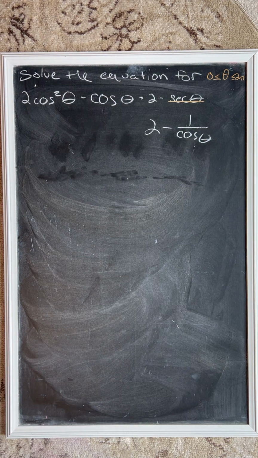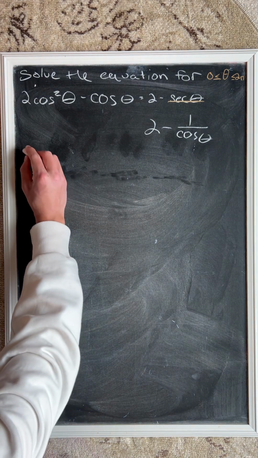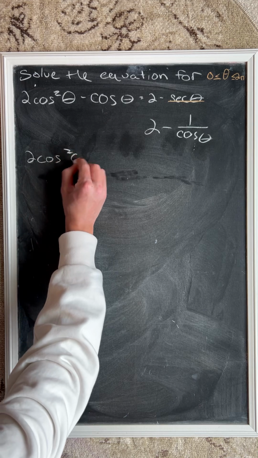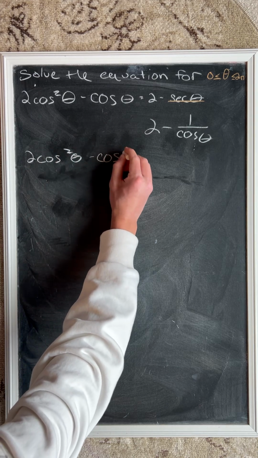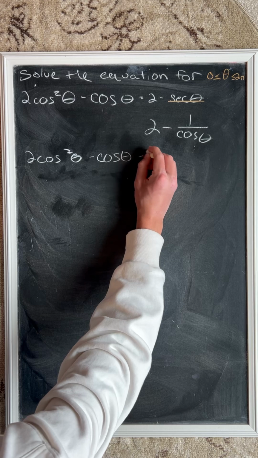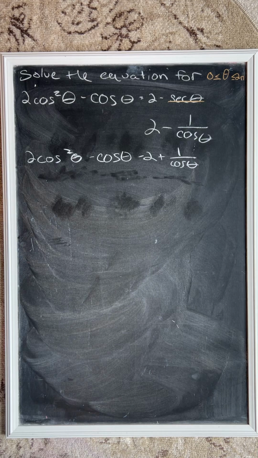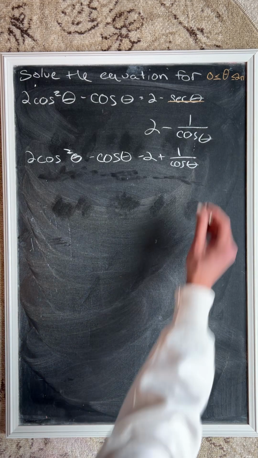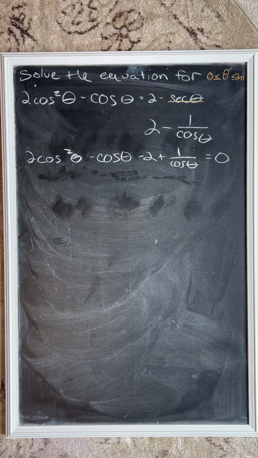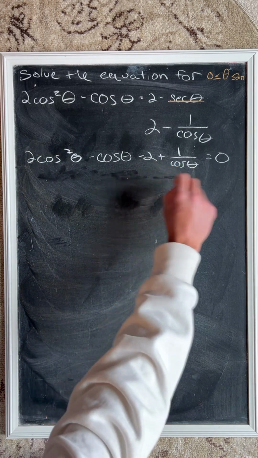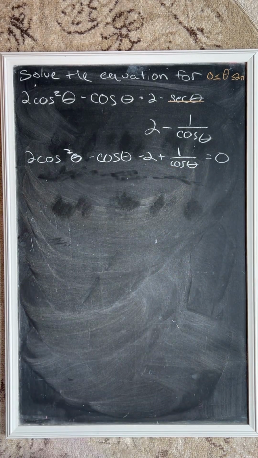All right, now let's move everything over to the left side, so it all equals 0. And I'll write that out here. All right, and then this equals 0. So what we see here is everything is a cosine theta, but it's just the wrong power. So this is cosine theta to the -1. This is cosine theta to the 0.